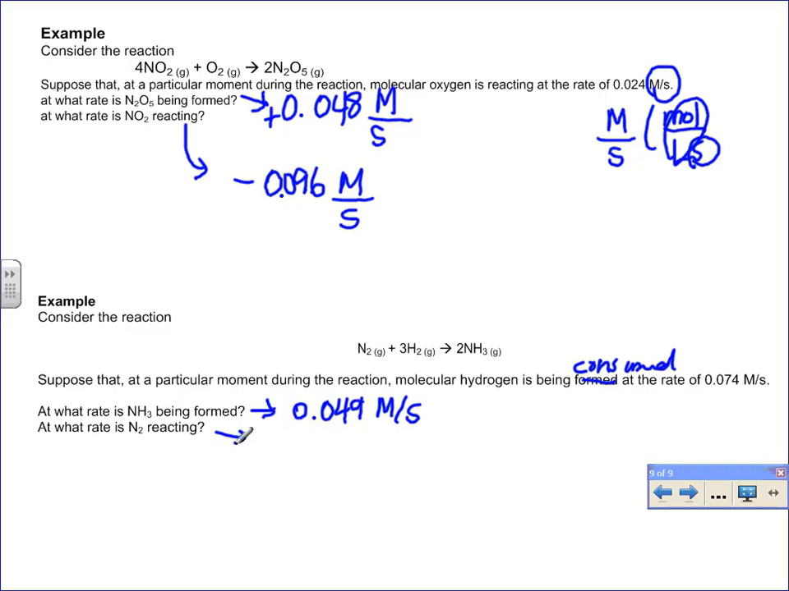Looking at the consumption of N2, it's reacting at a rate of 0.0247 mole per liter per second because the ratio between the nitrogen and the hydrogen is 1 to 3.